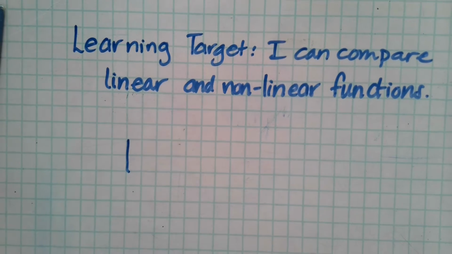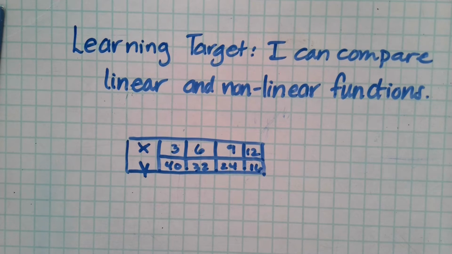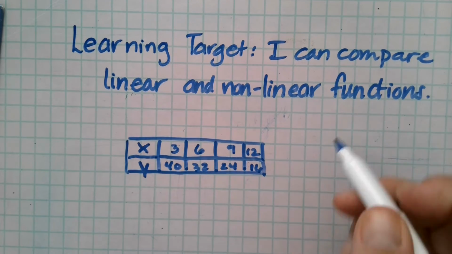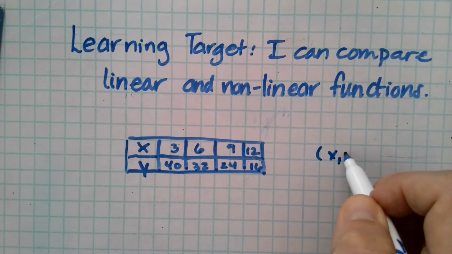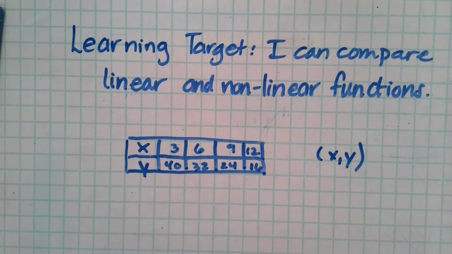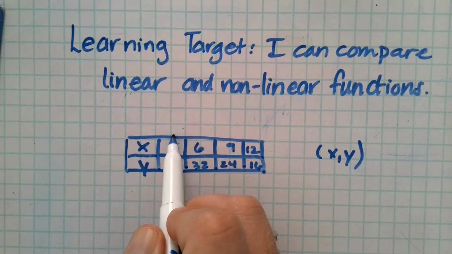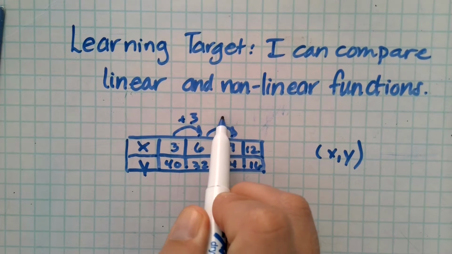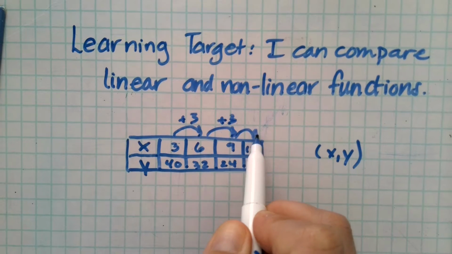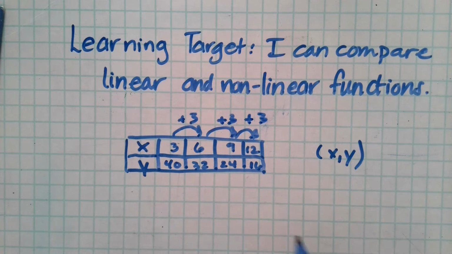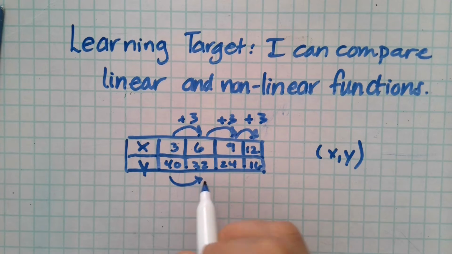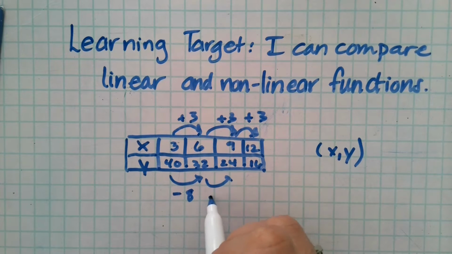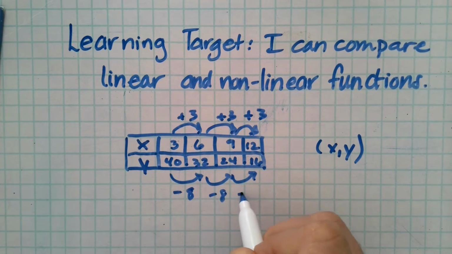So if we had a table of values like this, where we have our x, y, remember we could write them as an ordered pair like this and graph them. But if we're just looking at the table of values, and if we notice we are adding on the same number to go from one number to the next, which here is adding on 3. And on the bottom, we are adding or subtracting the same amount. So here we're subtracting 8, and subtracting 8.